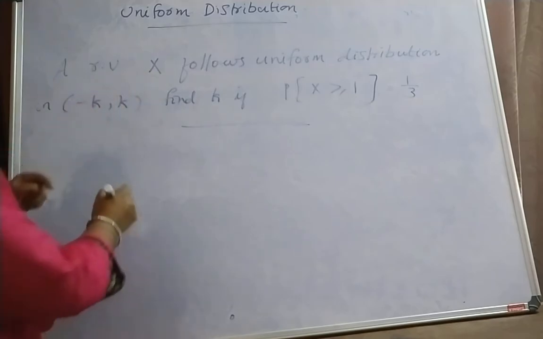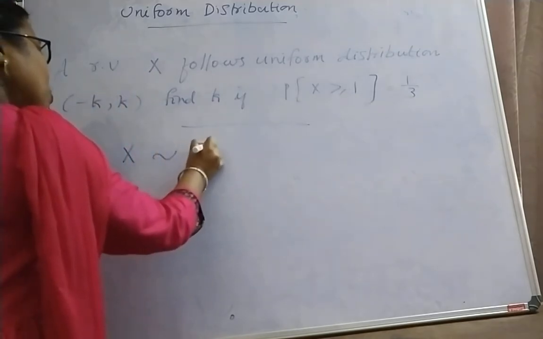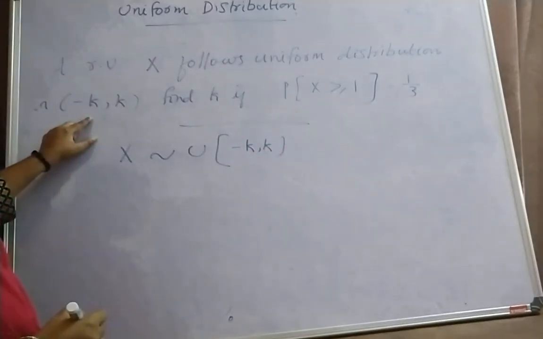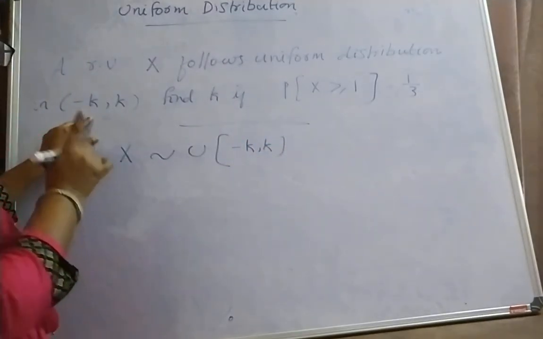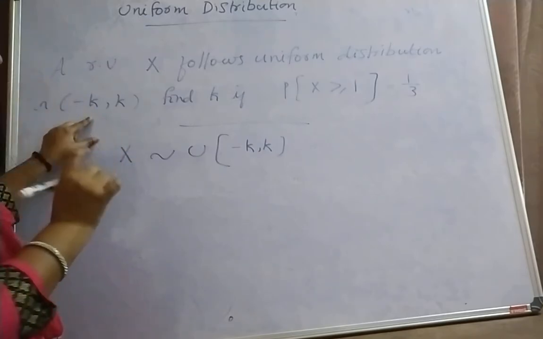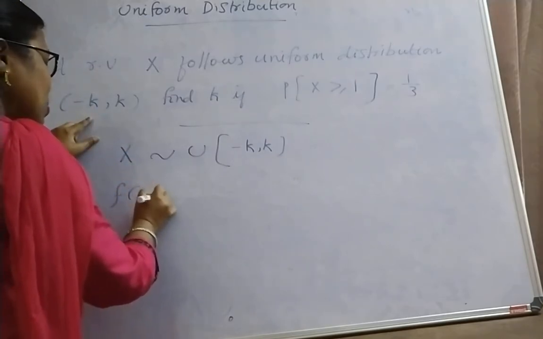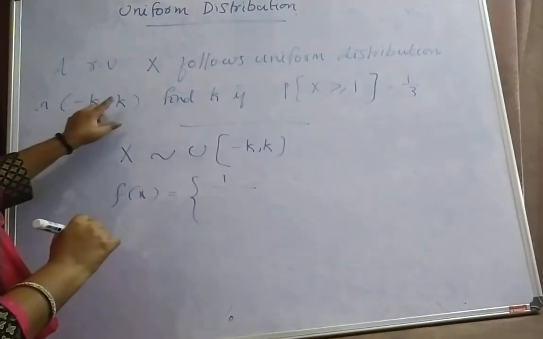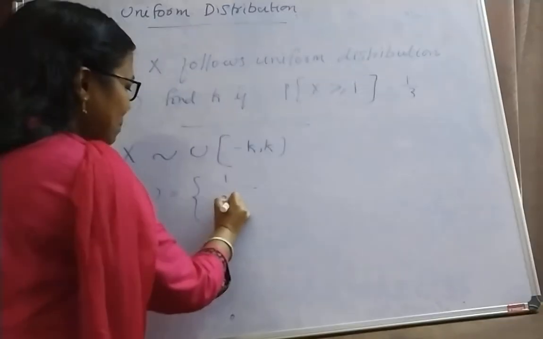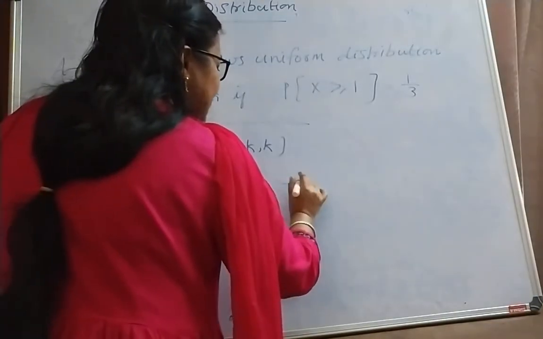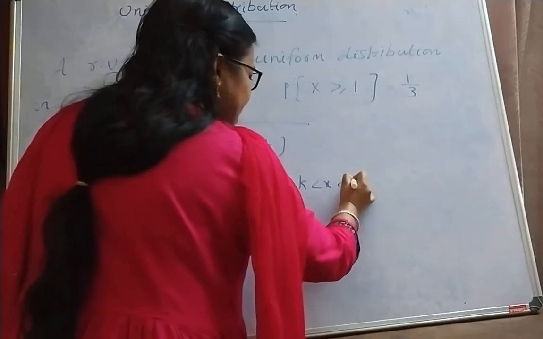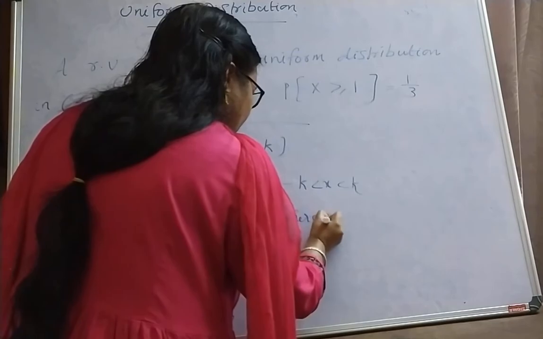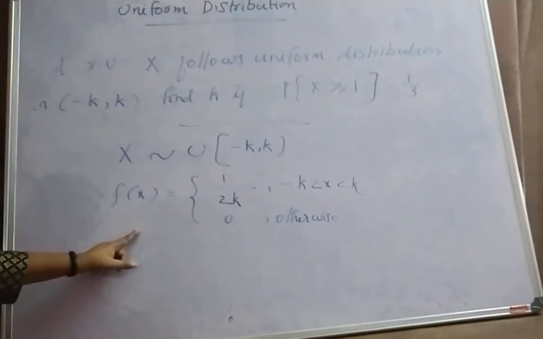Here since x follows a uniform distribution in the interval minus k comma k, first we have to find the PDF. PDF is probability density function. That is f of x equal to 1 by b minus a, is our formula. That is k minus minus k. Therefore 1 by 2k, for minus k less than x less than k, 0 otherwise. Here we get the PDF.